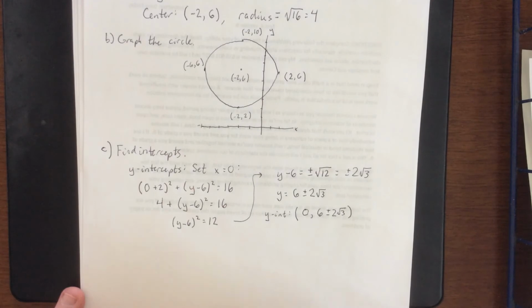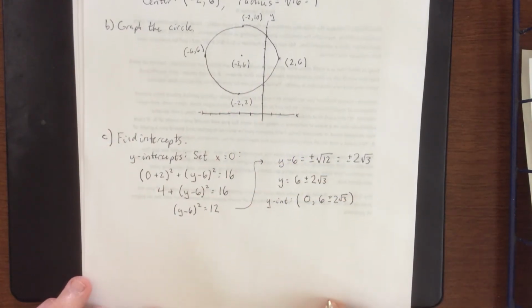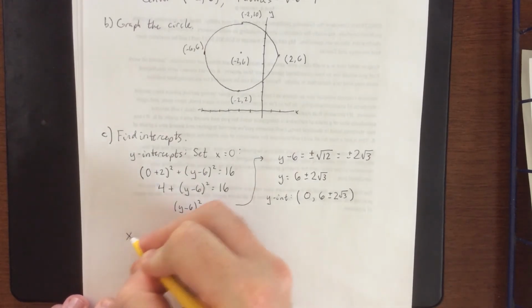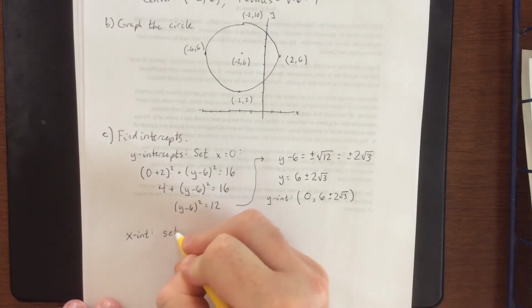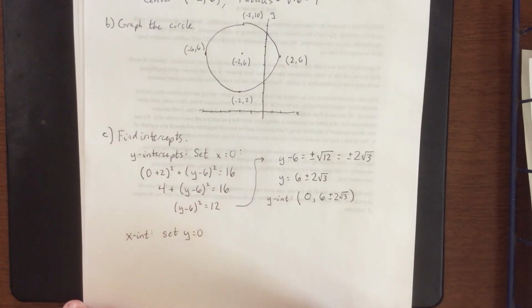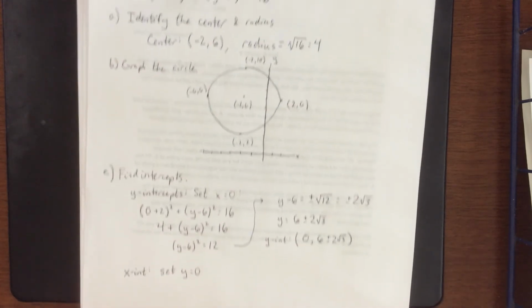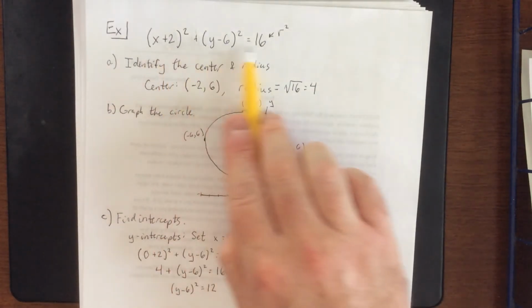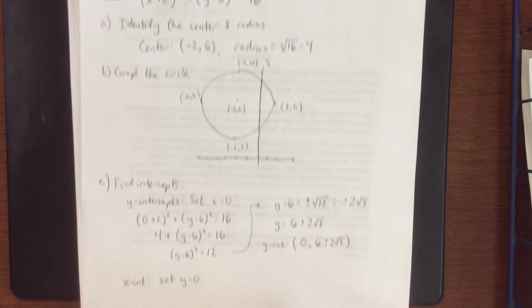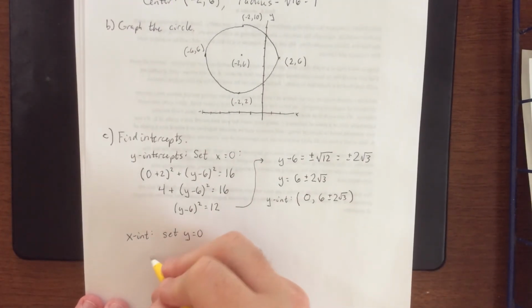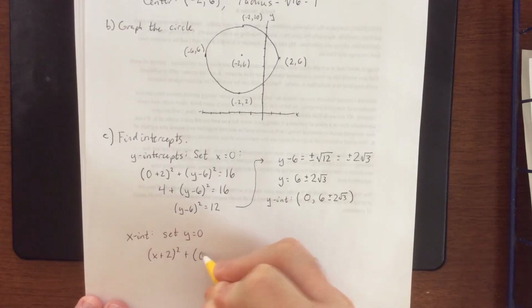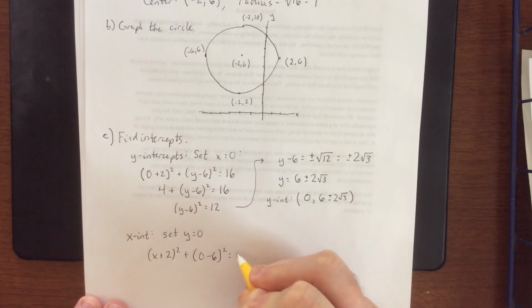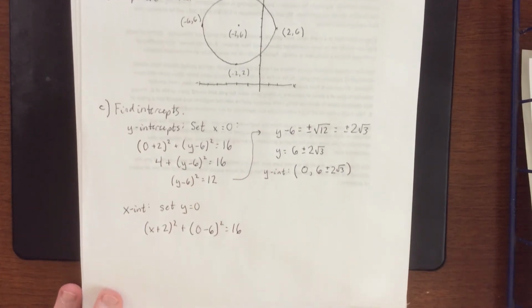Good stuff. Now, I can see from the graph that we drew that it seems very unlikely that we're going to find any x-intercepts. I just want to demonstrate what's going to happen if we do try to find them. So for the x-intercepts, this time we are going to set y equal to 0. And in setting y equal to 0, once again, we're referencing back to the original equation that we had up top. I'm going to set y equal to 0. We are going to get x plus 2, quantity squared, plus 0 minus 6, quantity squared, is equal to 16.